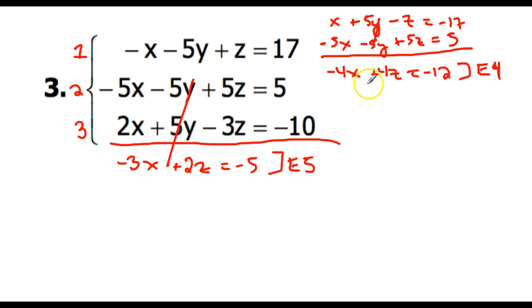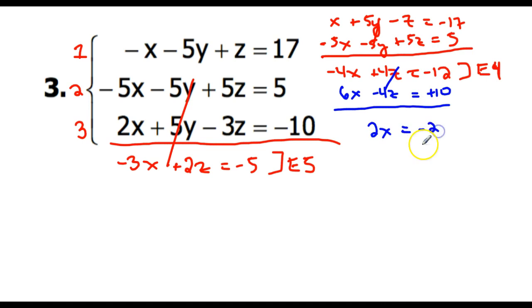And just to save space, I'm going to write it right underneath equation 4 and add from there. So -2 times -3 down here gives me positive 6x. -2 times 2z gives me -4z. -2 times -5 gives me positive 10. And then when I add these, I'll get 2x, these will cancel, is equal to -2. So x equals -1. There's one of my variables.